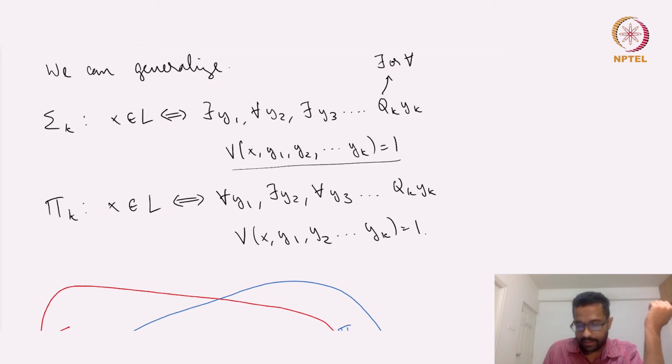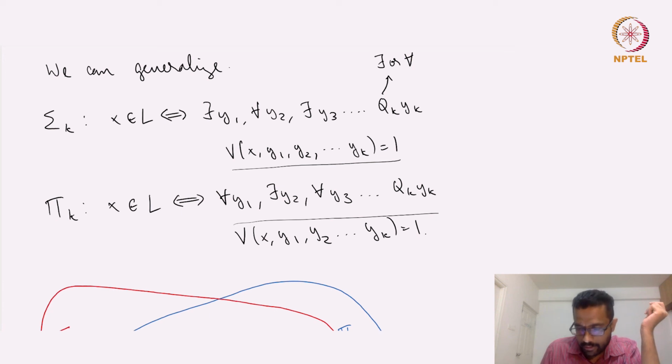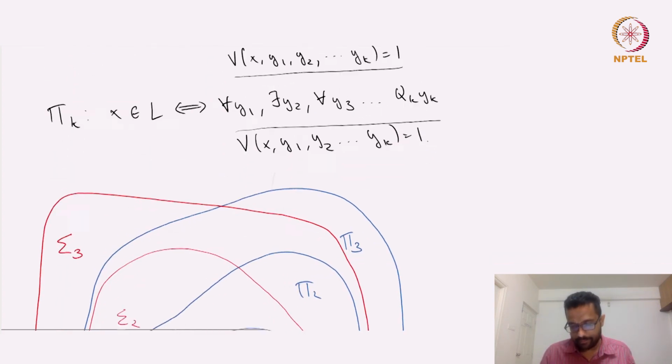Similarly, pi k consists of k alternating quantifiers, starting with a universal quantifier, that is a for all, right? Again, it's important that these quantifiers alternate, because if the quantifiers are the same, let's say there exists followed by there exists, then you could just combine them into one quantifier, right? So to get the full power of these quantifiers, it should be alternating.